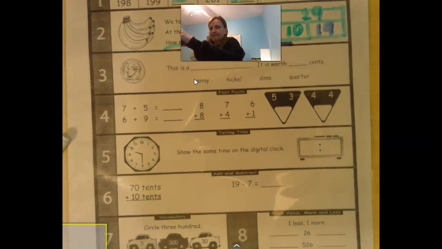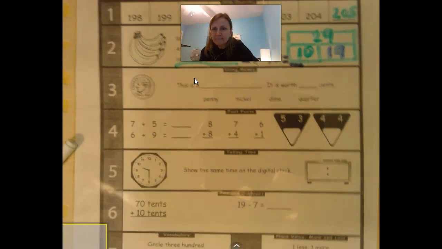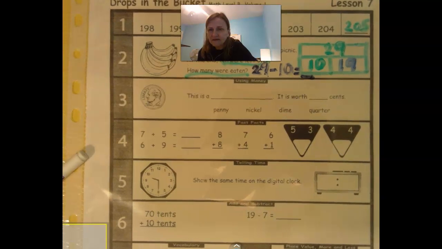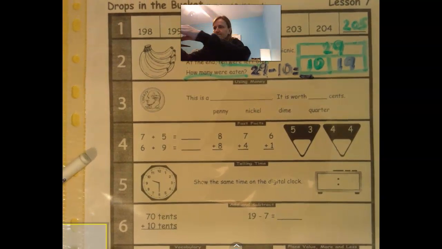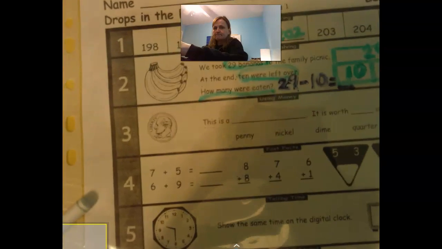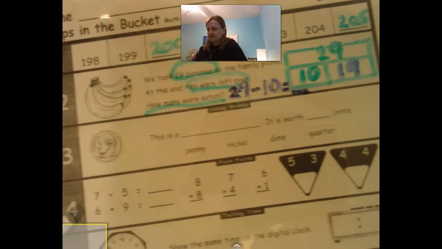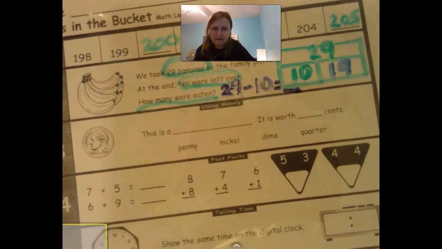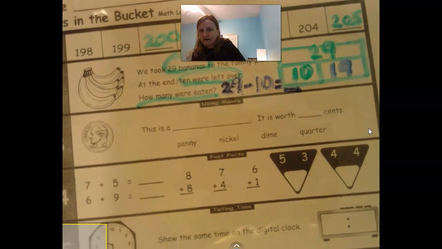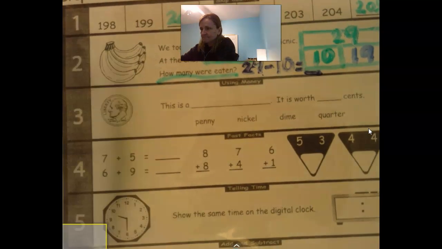All right, let's take a look at money. Let's see if I could zoom in a little bit more on this thing. There we go. Still getting used to this, you guys. Can I change this now? No. All right. Sorry.